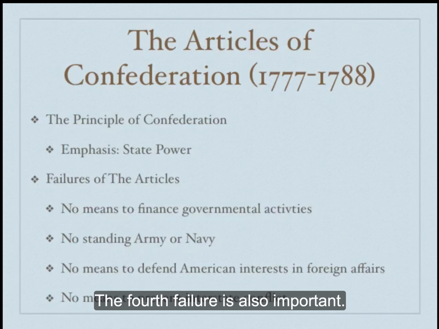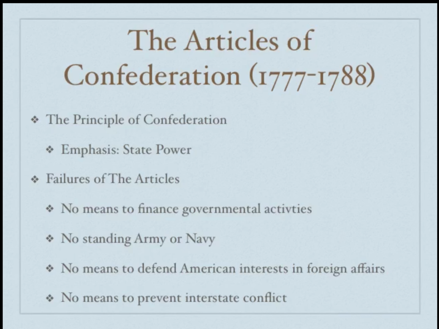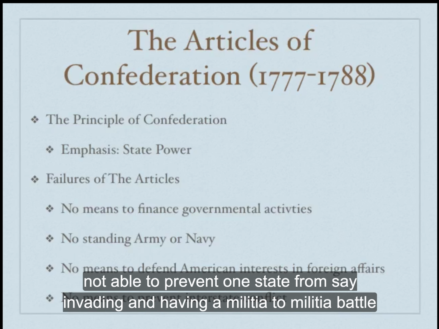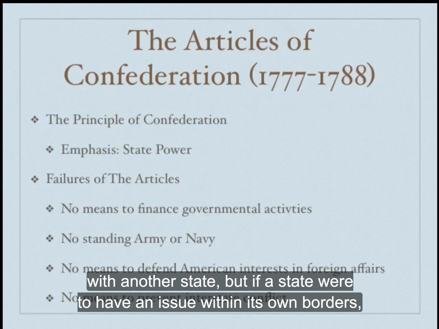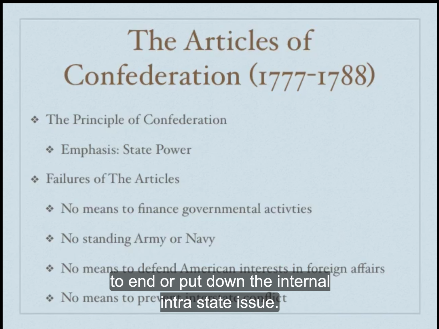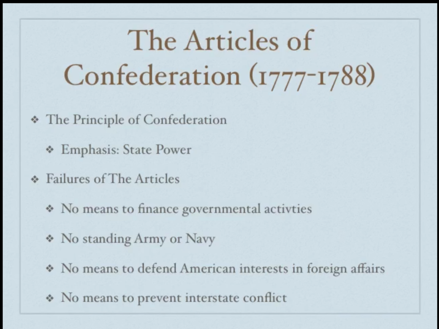The fourth failure is also important: no means to prevent interstate conflict. There's another level to this, which is that not only was the Articles of Confederation not able to prevent one state from, say, invading and having a militia-to-militia battle with another state, but if a state were to have an issue within its own borders, then there was no national guard or national army to send in to quell the violence, to end or put down the internal intra-state issue.